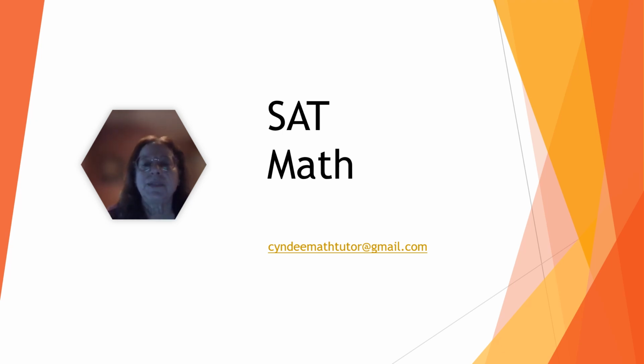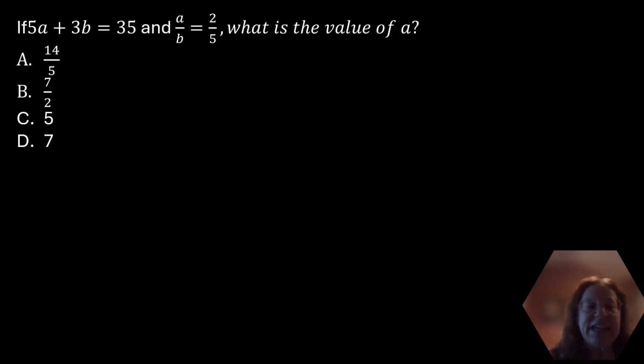Hello, SAT math people. Today we're going to practice solving a system of linear equations two different ways using substitution. Okay, let's do some math. If 5a plus 3b equals 35 and a over b equals 2 over 5, what is the value of a?